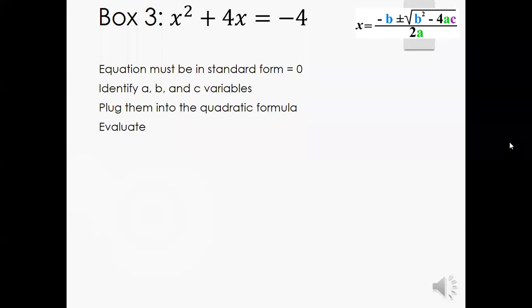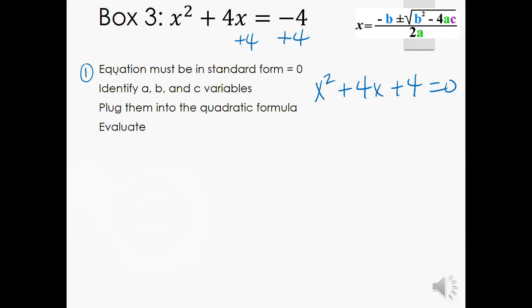So box 3 is x squared plus 4x equals negative 4. Now, box 3 is an example of you do not have to always use the quadratic formula. You have other skills that have been taught to you so that you don't have to. Step 1, again, is you want to make sure it's equal to 0. In this case, is it equal to 0? No. So I'm going to add 4 to both sides. So actually, we're working with x squared plus 4x plus 4 equals 0.